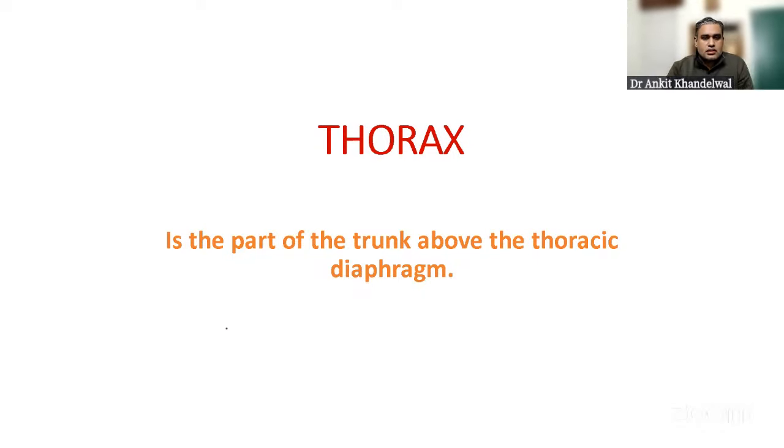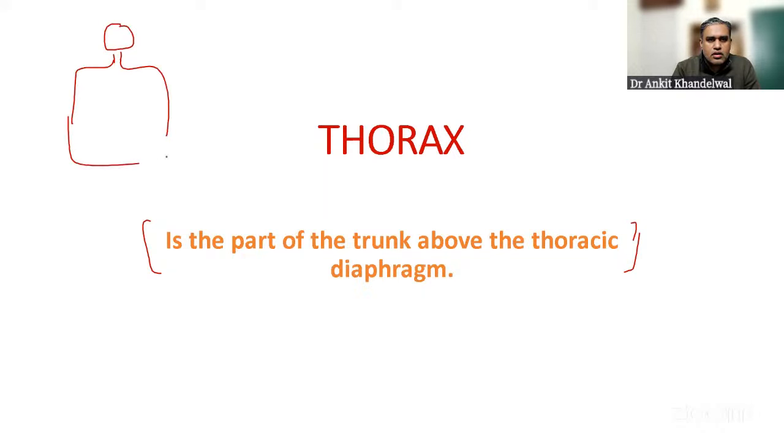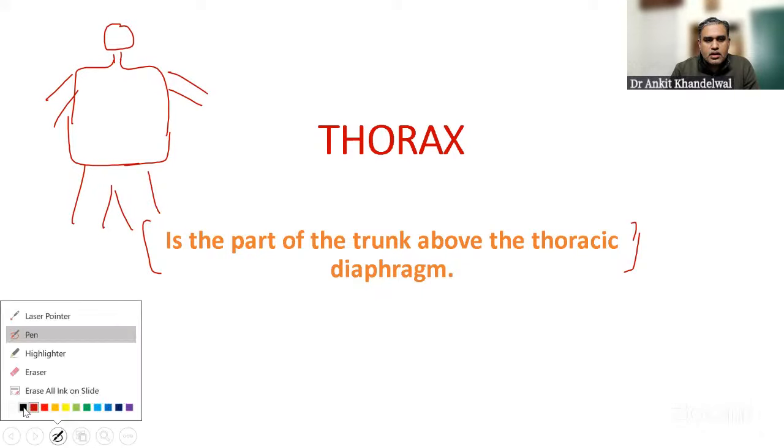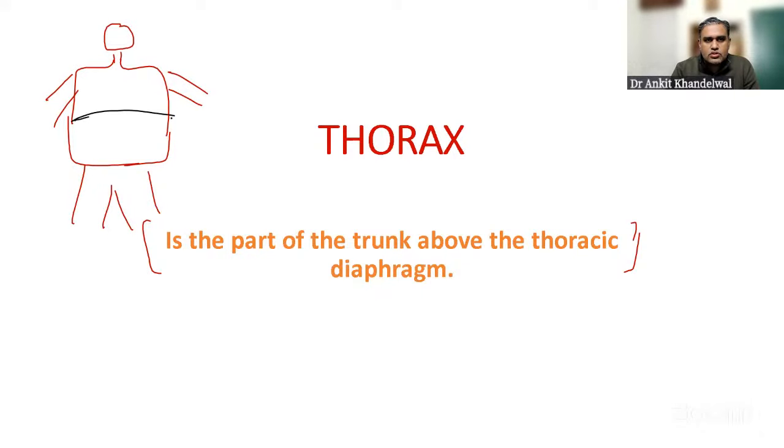So what is thorax? Thorax is nothing but a part of the trunk above the thoracic diaphragm. This is very straightforward, but we should know that in the body we have a head and neck, and we have this whole trunk part, and the upper limbs and the lower limbs which are going downwards. Now, in the whole trunk part, we have this diaphragm which is situated in between.